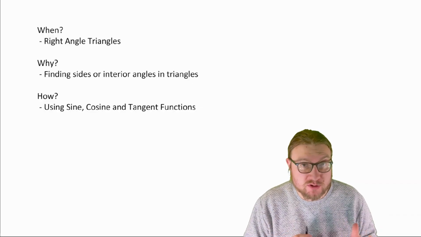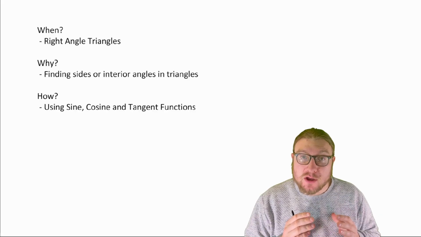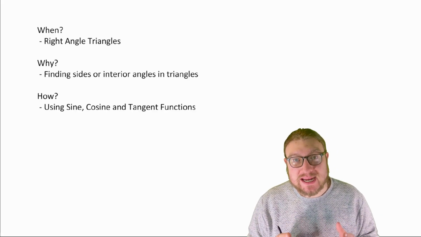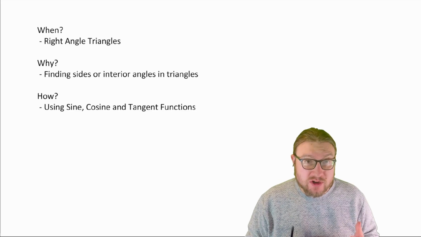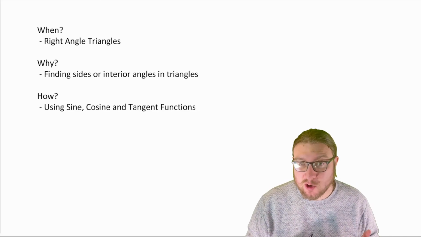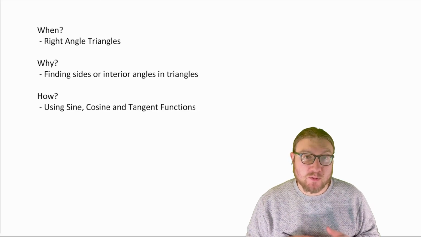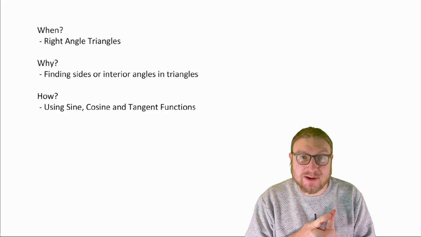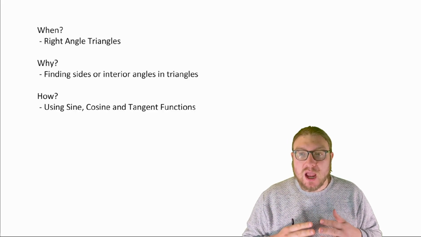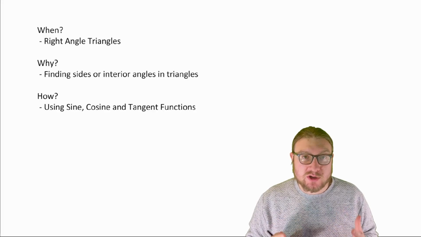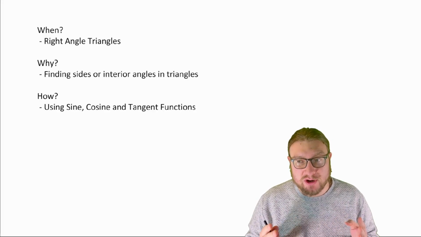When do we actually use sine, cosine and tangent? One of the requirements is that we need a right angle triangle. Why do we want to even use this? Or when do you know when you have to use sine, cosine, and tan? Well, it's because when you want to figure out either side lengths or the angles in a right angle triangle. And how do we do that? Well, we need to use the sine, cosine, and tangent function on our calculator.